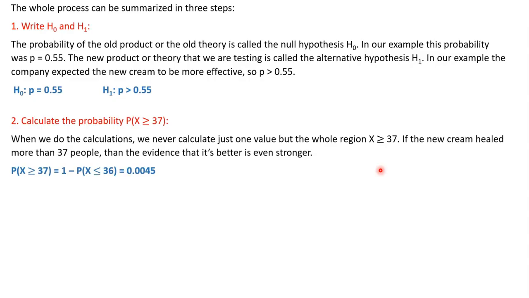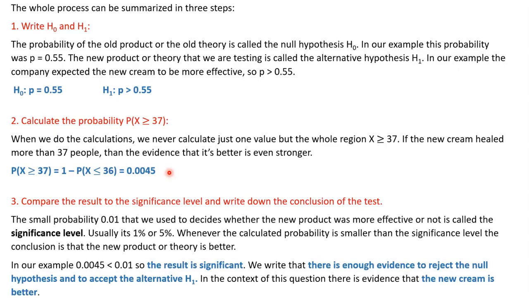If the new cream healed even more than 37 people, then that's even better evidence that it's better than the old one. Here are the calculations. We already know that the answer is 0.0045. And the third step is always we compare the results to the significance level, and then we write down the conclusion of the test.